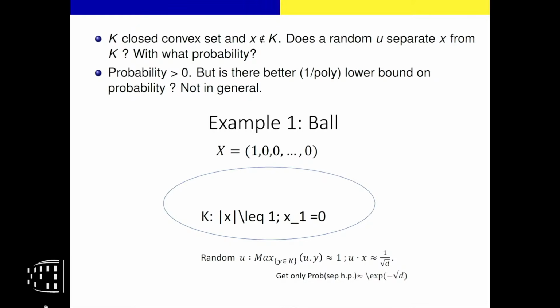But if you take a random u, the max over K is almost 1, whereas u dot x is only 1 over root d. Just two minutes of thinking convinces you that a random u will only work with very small, exponentially small probability. So the answer to the general question, closed convex set, does a random u separate? The answer is no, it doesn't do it with very good probability at all, in general.